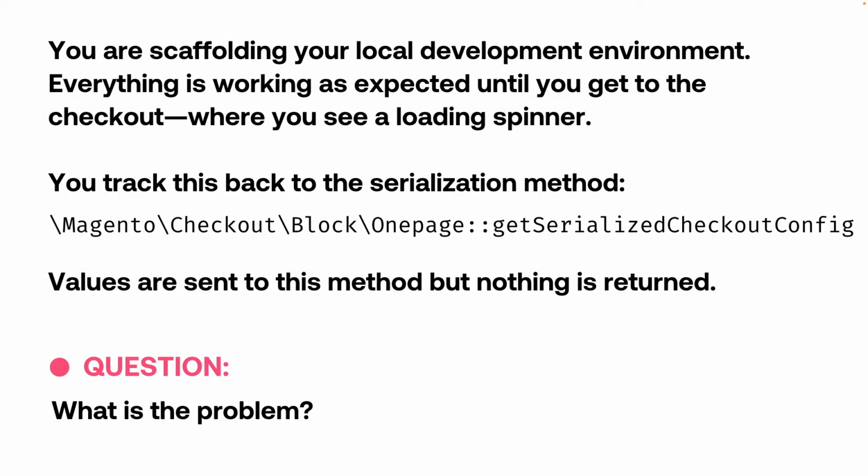You are scaffolding your local development environment. Everything is working as expected until you get to the checkout, where you see a loading spinner. You track this back to the serialization method, get serialized checkout config. Values are sent to this method, but nothing is returned. So here we go. What is the problem?